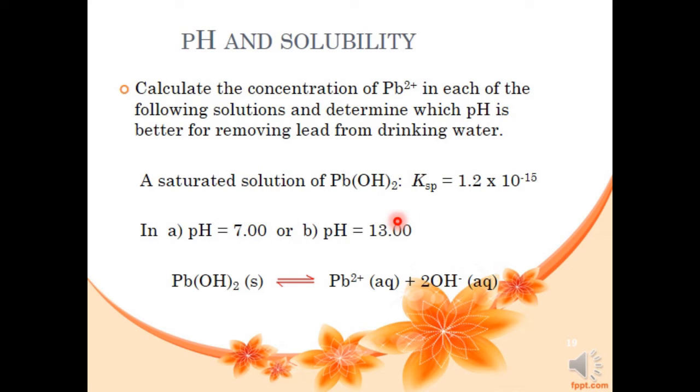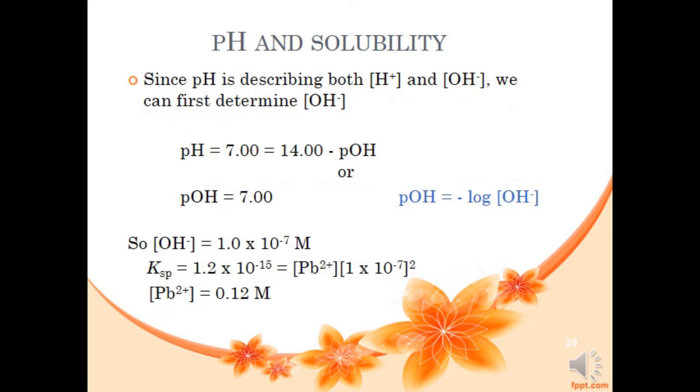Now how do we go about this question? First things first, write the dissociation of the lead hydroxide salt. It will dissociate to form lead 2 plus aqueous and hydroxide aqueous. It will have a coefficient of 2 because it has to be balanced on the product side as well as the reactant side. So next, what do we do?